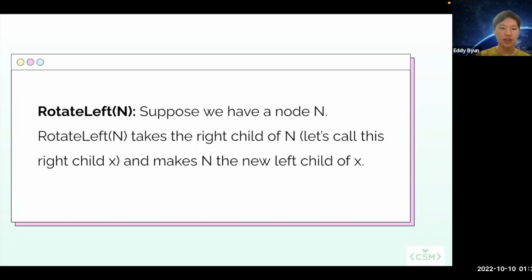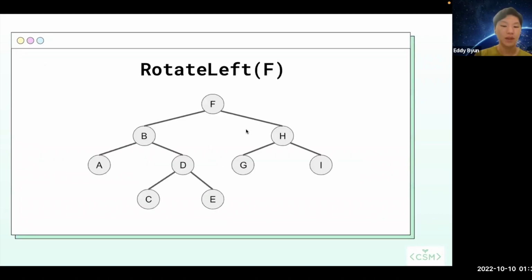So before I get into the LLRB, I do want to talk about a couple of operations. The first operation I want to talk about is the rotate left operation. So suppose we have a node n and we call rotate left on n. What that's going to do is take the right child of n, let's call this right child x, and make n the new left child of x. So let's look at this pictorially. Suppose I have this tree and I call rotate left on f. We're going to get the right child of f, which is h, and we're going to make f the left child of h.